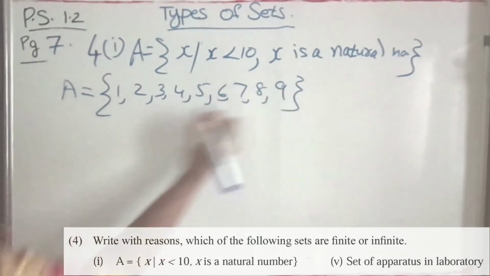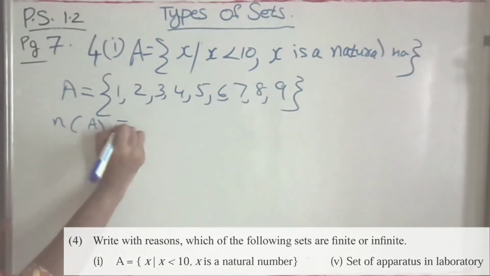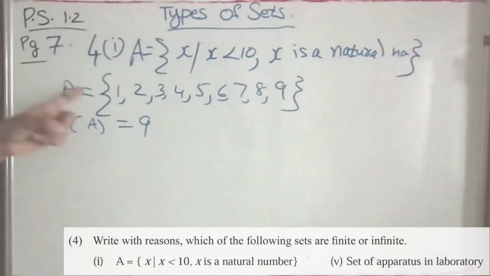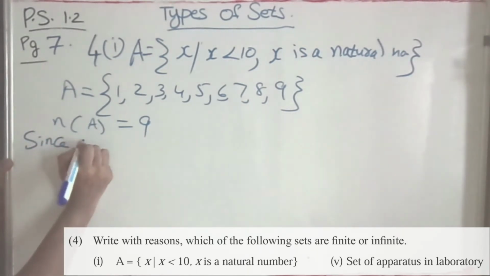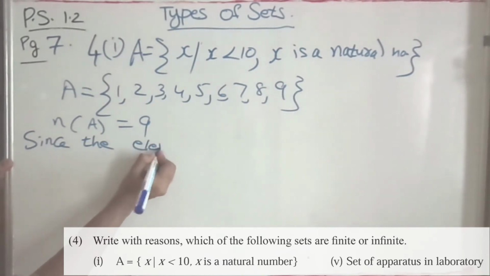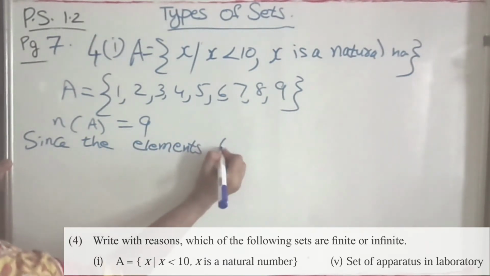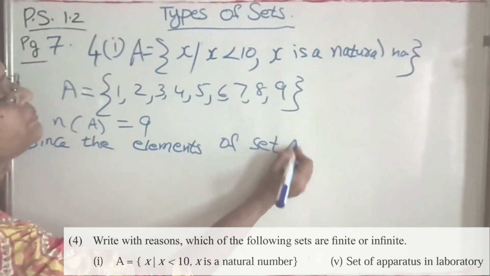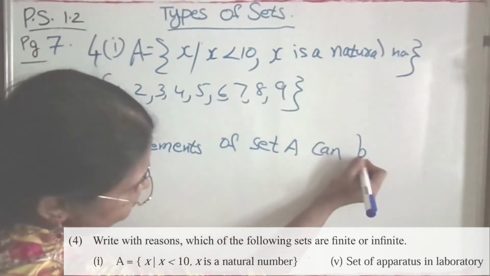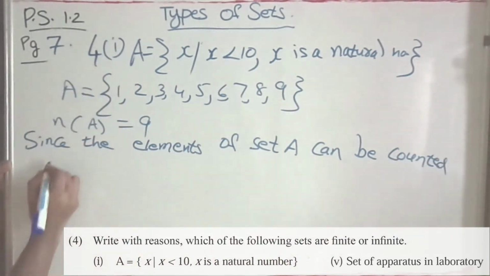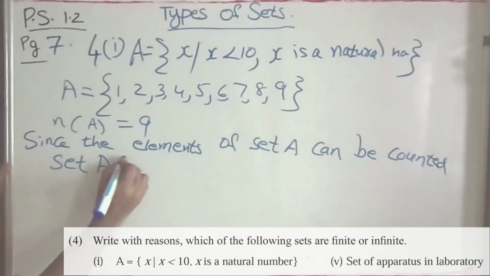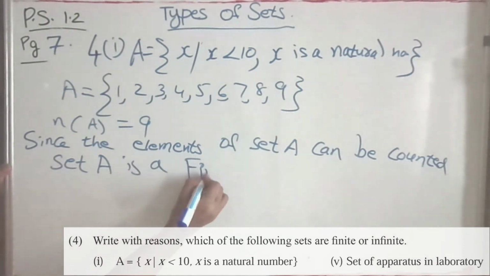All natural numbers less than 10. How many elements are there in A? 9. Since the elements in set A can be counted, it is a finite set. They have written, write with reason. So write down: since the elements of set A can be counted, set A is a finite set.